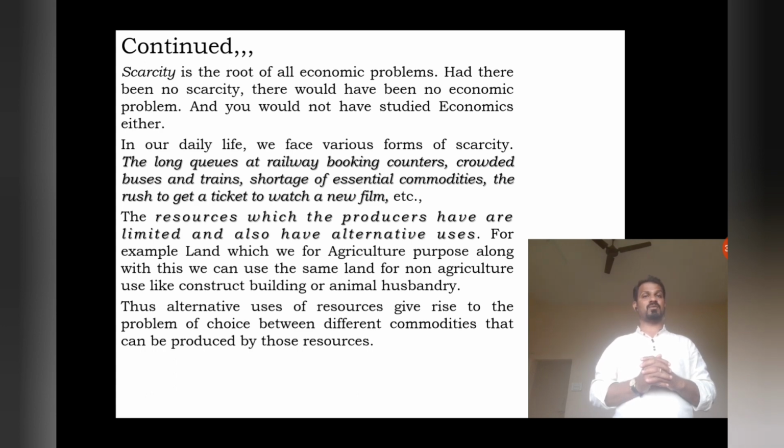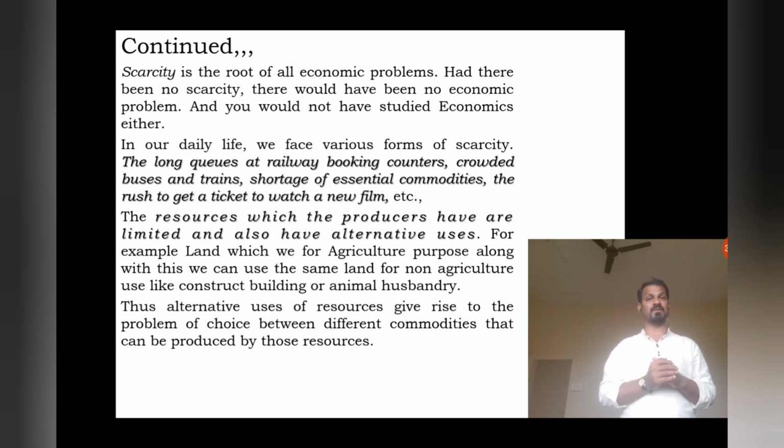Had there been no scarcity, there would have been no economic problem, and you would not have studied economics either. When we do not have scarcity of resources, economic problems do not arise, and there is no need to study economics. Since we have scarcity, economic problems arise, and that is why we have to study economics. This is why we need to study economics.